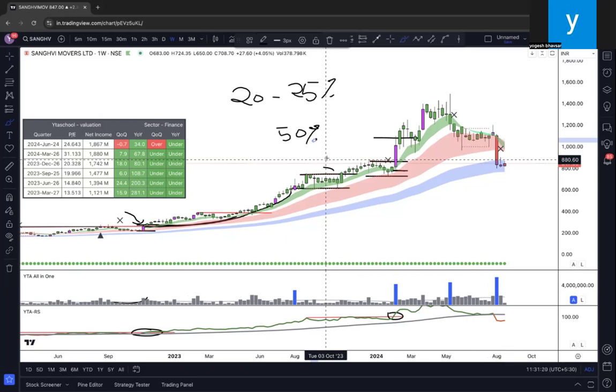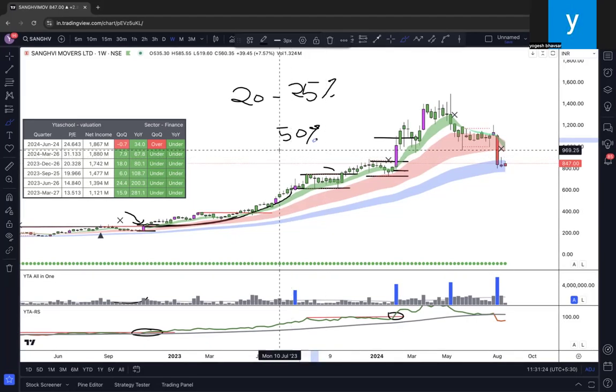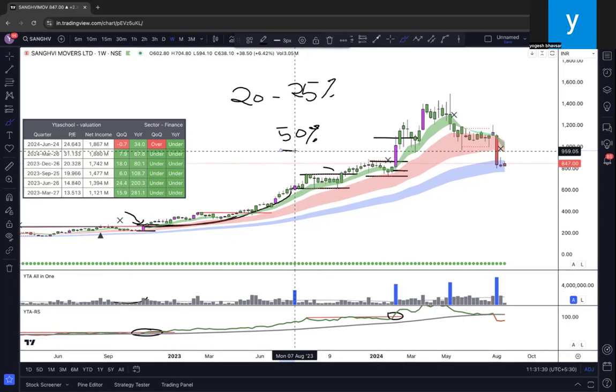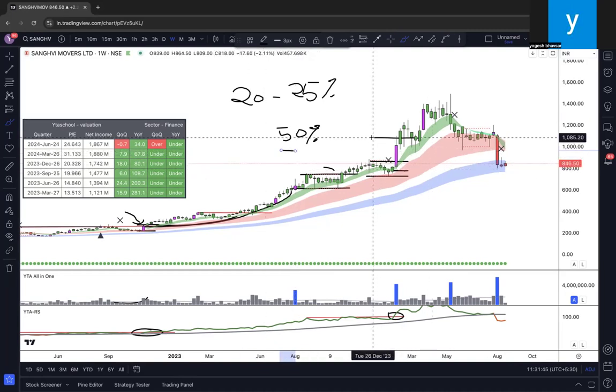So maybe I have a portfolio of say 10 lakh rupees. I may want to put only say 10% of that in one stock. 10%, that is 1 lakh rupees. Out of that 1 lakh rupees, I will put only 50% on this. So I am reducing my risk as much as possible. Or you can just avoid it and look for some other stock.